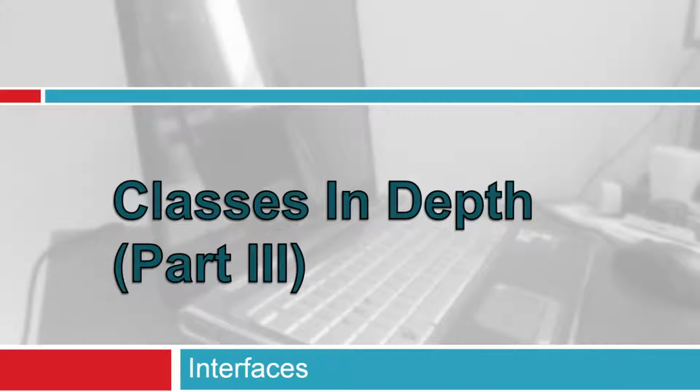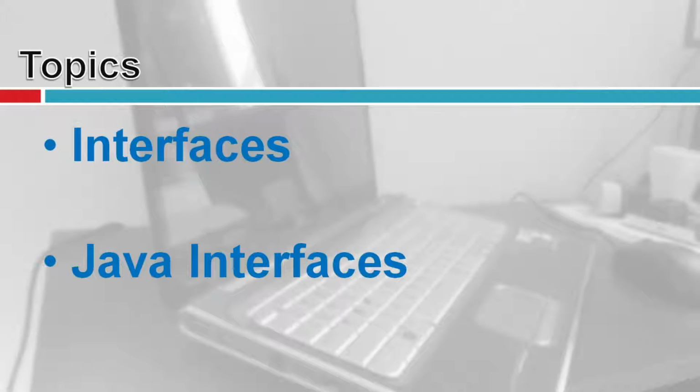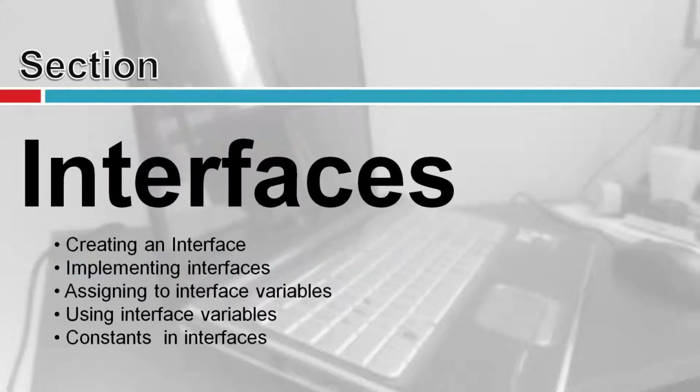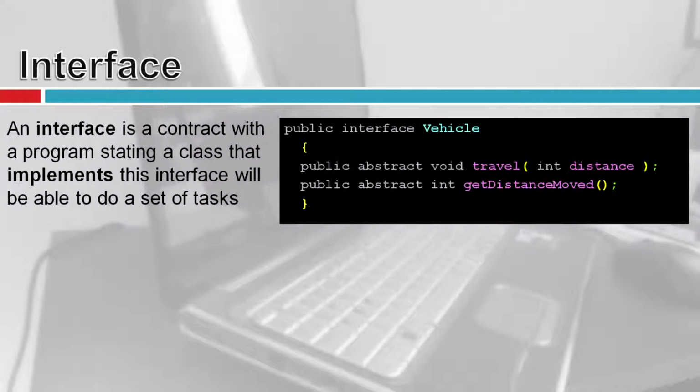Today is part 3 of classes in depth, interfaces. We're going to be covering interfaces and out-of-the-box Java interfaces. The first section we'll be talking about creating, implementing interfaces, assigning to interface variables, using interface variables, and constants in interfaces. First, what is an interface?